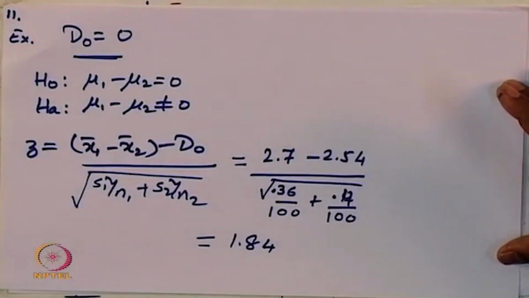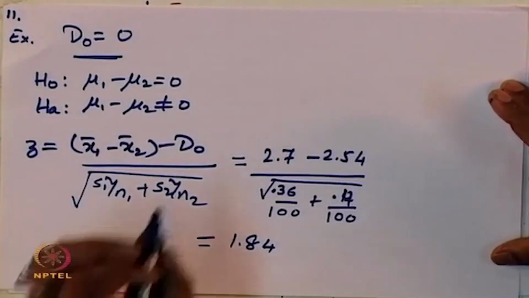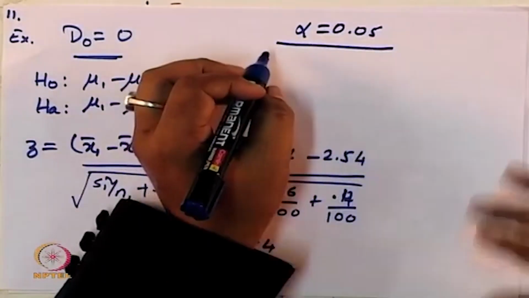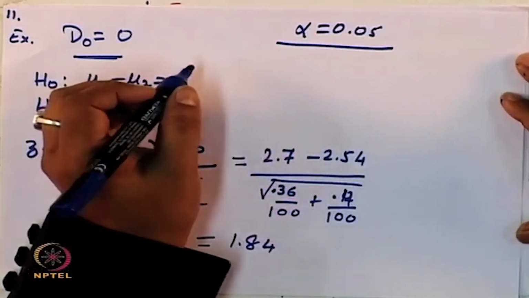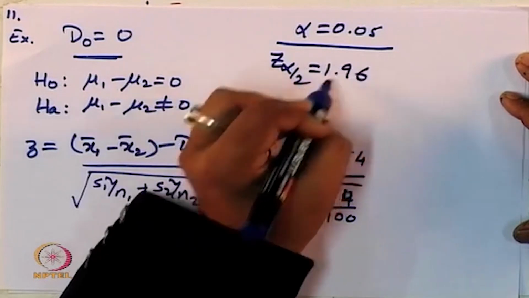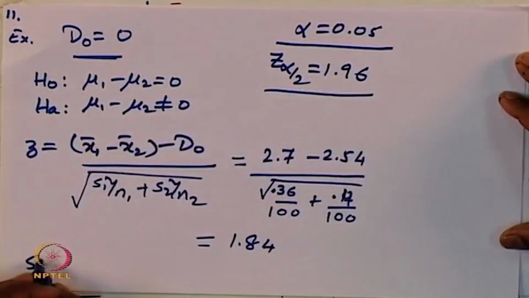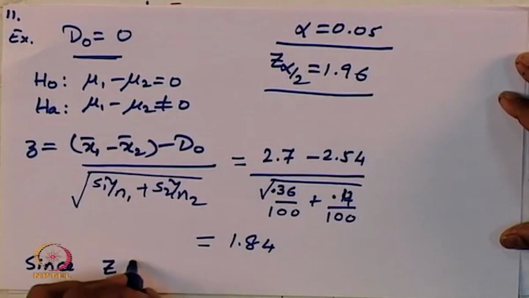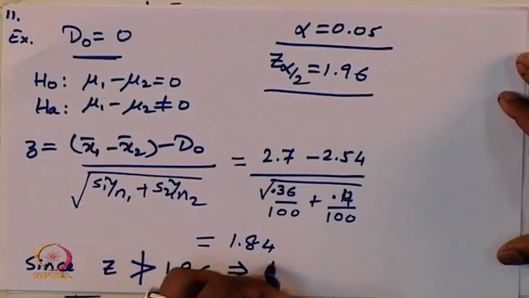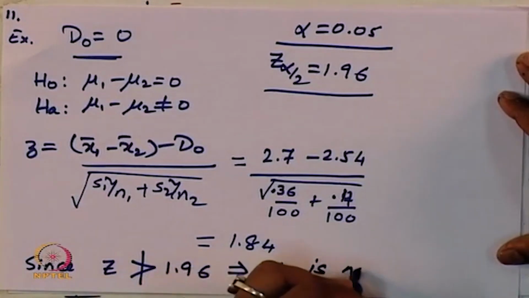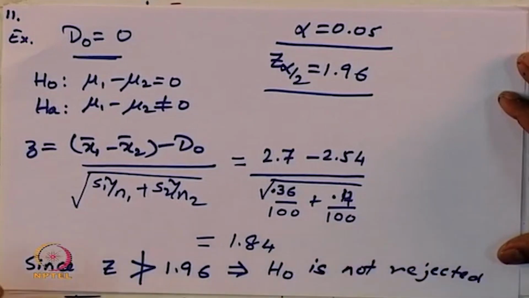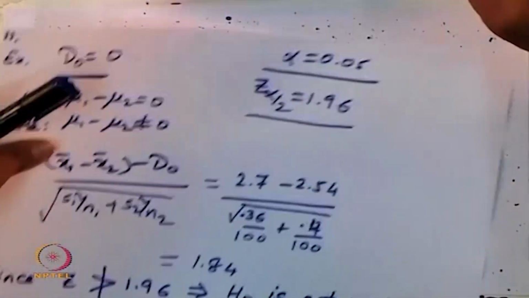Okay. So, how will you know whether this is significant or not? Corresponding to alpha equal to 0.05, you are doing a two-tailed test, right. So, z of alpha by 2 is 1.96. Since z is not greater than 1.96, I will say h naught is not rejected. And this is also clear by computing the p value.